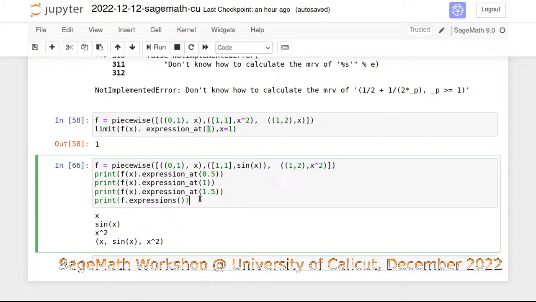But how do we automate? That's the question. How do we find that this is actually an endpoint, and that endpoint corresponds to which expression? 1 belongs to which expression? That's what expression at is. So how do we go to the expression just before that?